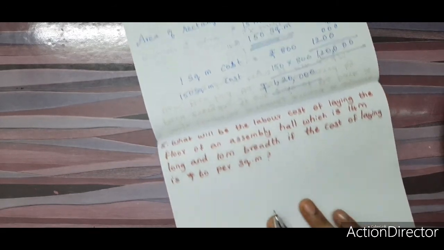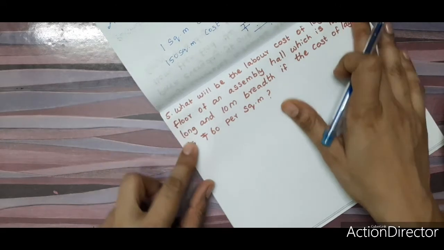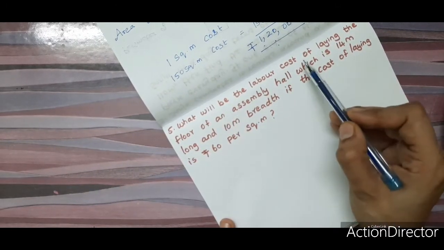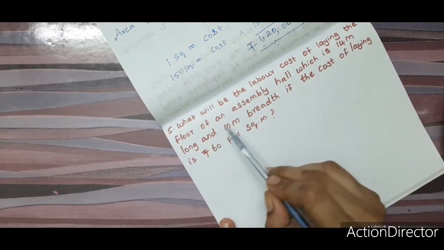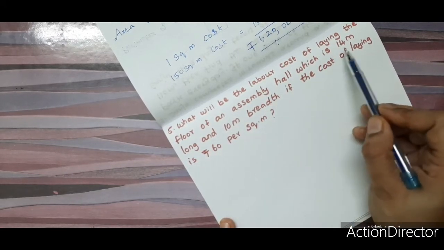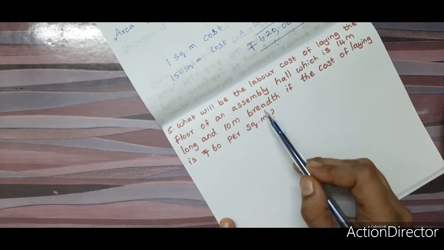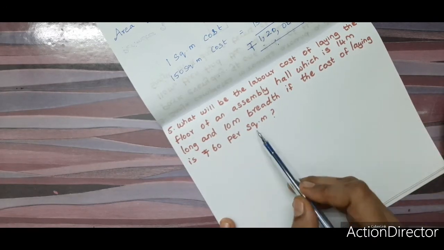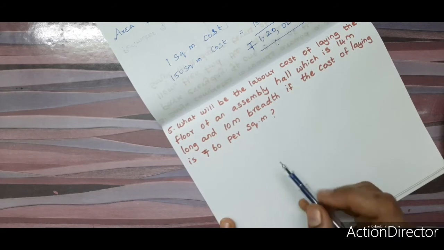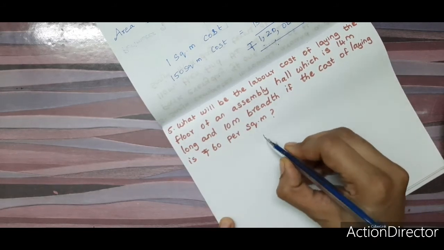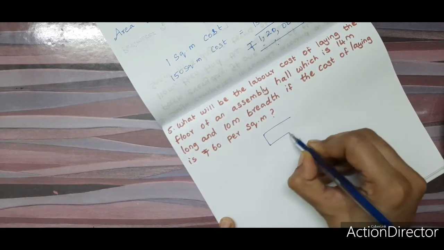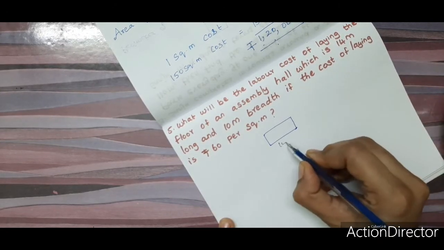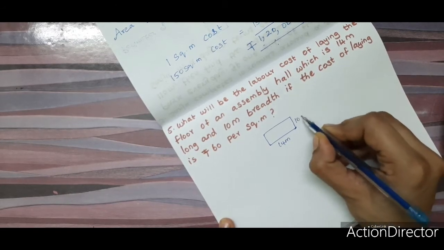Okay, the next sum. What will be the labor cost of laying the floor of an assembly hall which is 14 meter long and 10 meter breadth, if the cost of laying is rupees 60 per square meter? So it is a rectangular assembly hall. The length is 14 meter and the breadth is 10 meter.